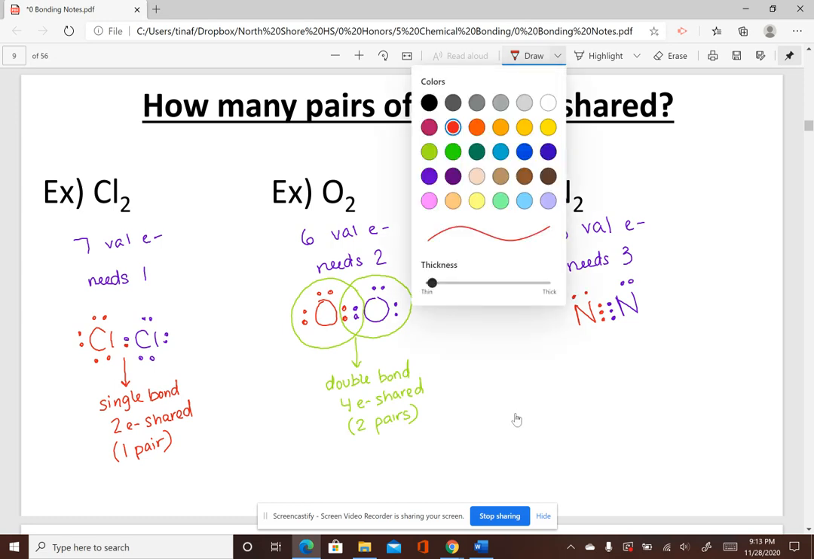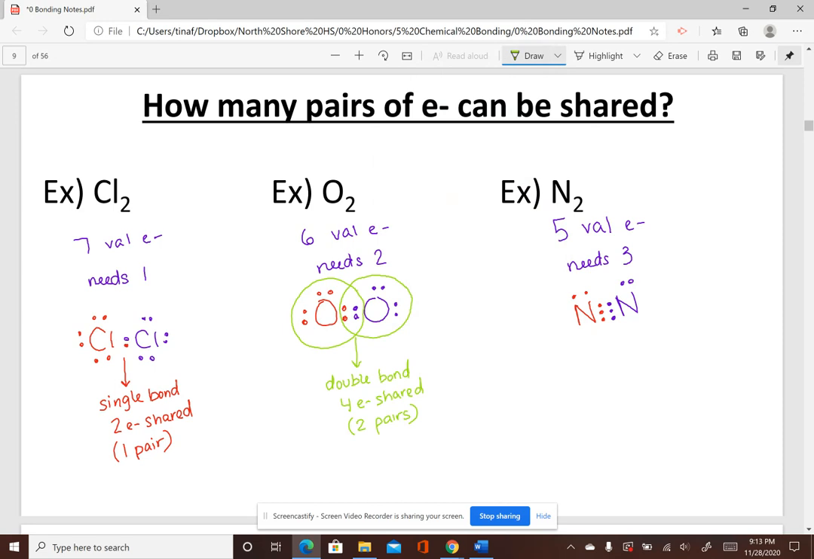So I know that kind of looks funny, but when we do our circles, this nitrogen now has 8 valence electrons, and this nitrogen has now 8 valence electrons. And it did that by making a triple bond, which means there's 6 electrons shared between the two. They each shared 3. So 3 pairs of electrons shared.